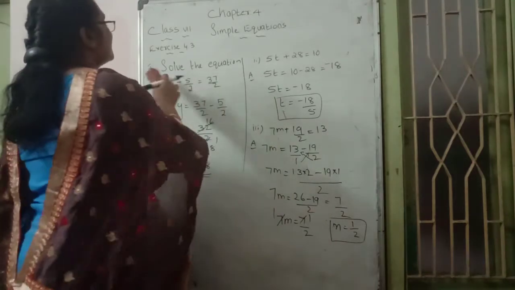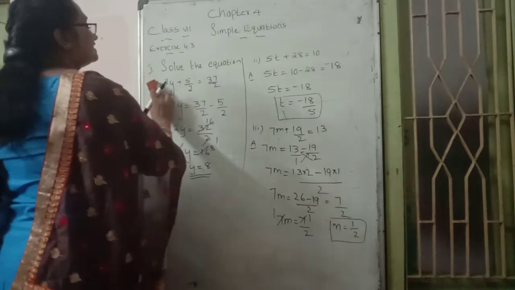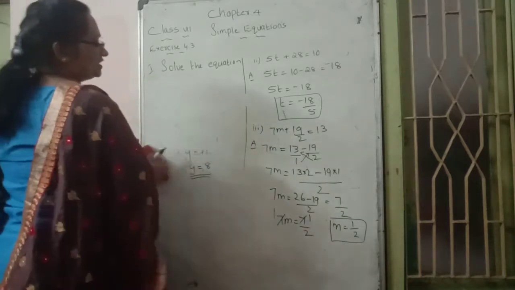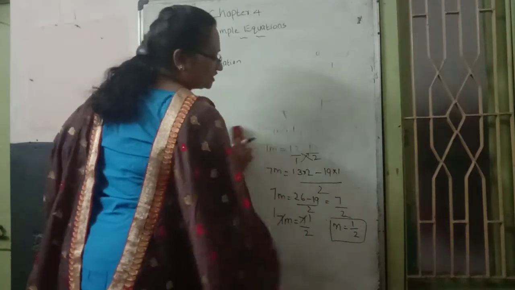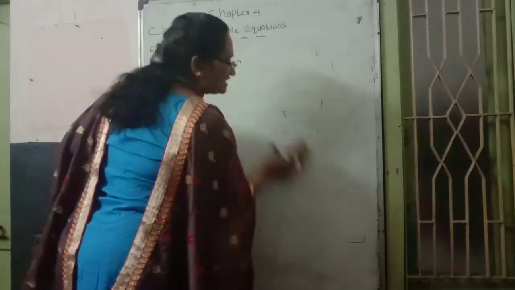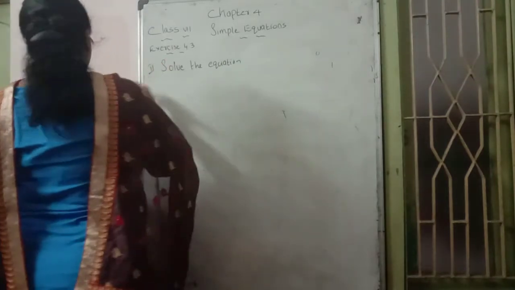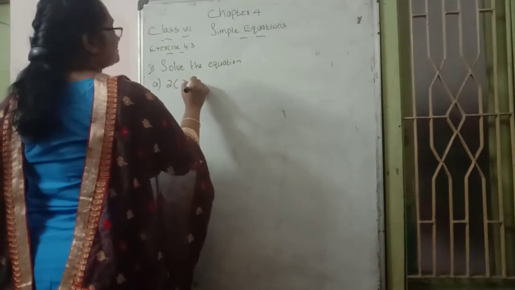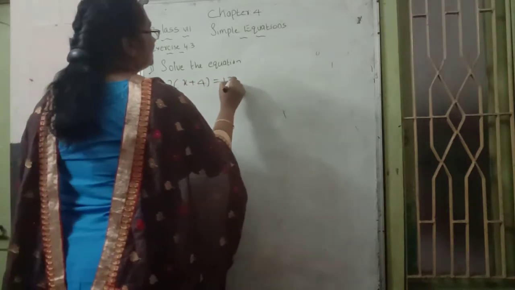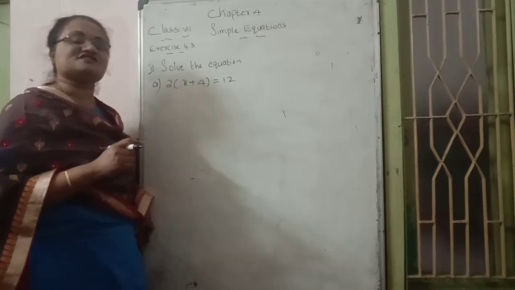I hope you can understand this model question, the first Roman. Then the second Roman is also like this only. Solve the equation type questions only. Some equations are given to us. Second Roman: here the question is 2 into (x + 4) = 12. Here the slight difference is that a bracket is there. Such a type of question.